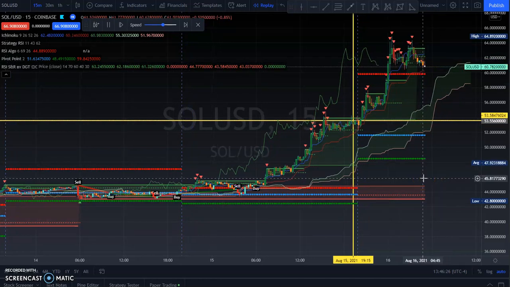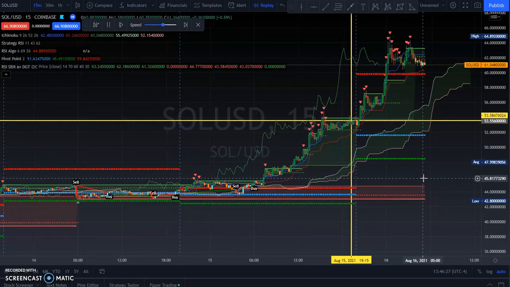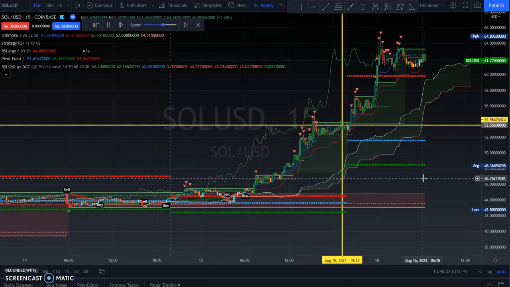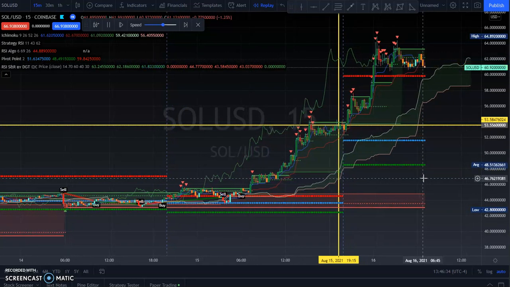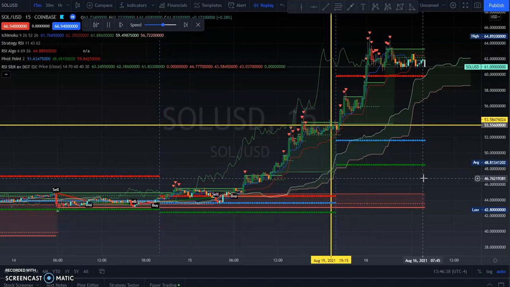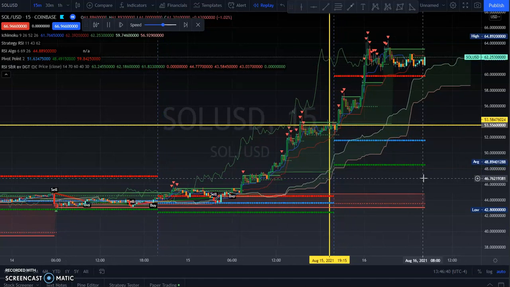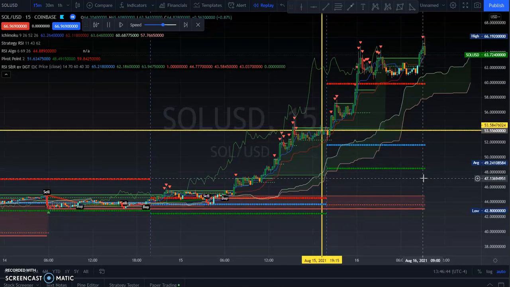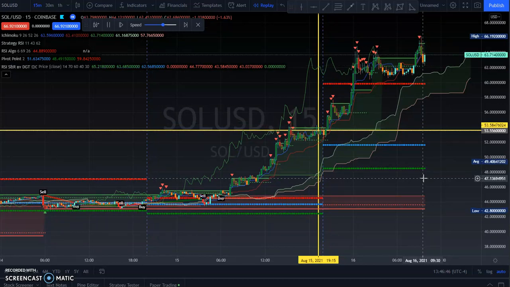So that's basically it. This is how I determine when to get into a currency, get into a crypto, and also Forex. I also use it for Forex.